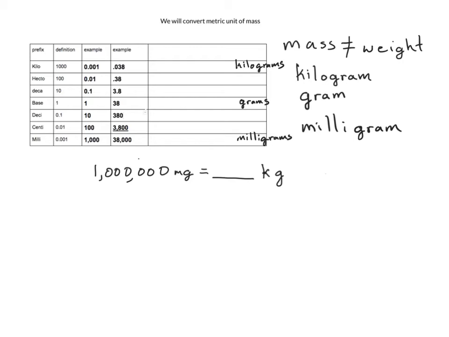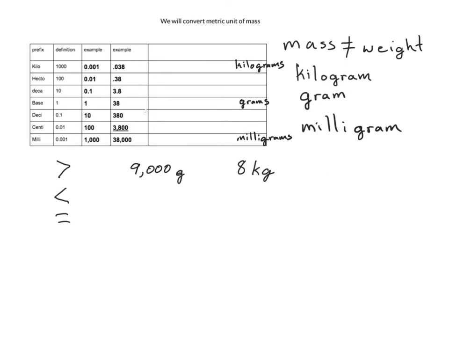Now let's try another one. 1 million milligrams equals how many kilograms? We're going to divide by a million, so 1 million divided by a million is 1 kilogram. And on a chart we could show this. 1 million milligrams would equal 100,000 centigrams, which would be 10,000 decigrams, which would be 1,000 grams, which would be 100 decagrams, which would be 10 hectograms, which is 1 kilogram.